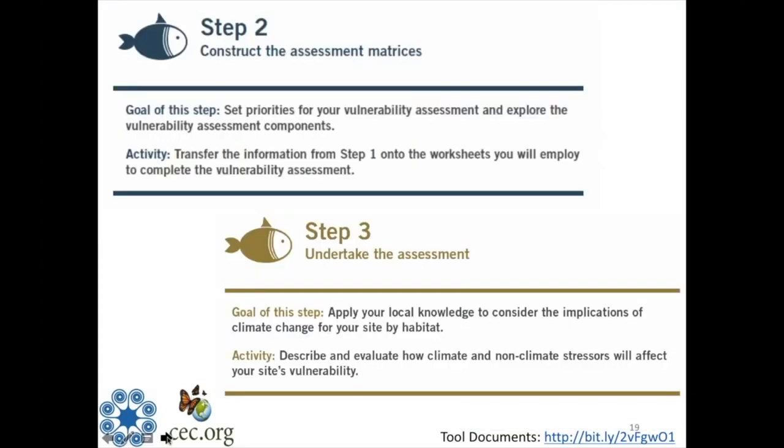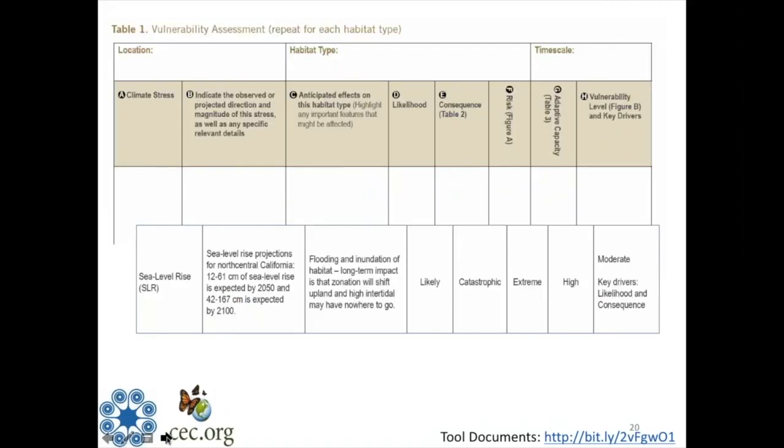So steps 2 and 3 are really kind of building the structure and filling out the matrices and then running through the process of completing the matrices. Step 2 is you set your priorities. We begin to transfer that information from step 1 into the worksheets. Step 3 is actually undertaking the assessment. So step 3 is kind of the meat of the process, which will get you all the way down to a relative vulnerability for the different components of your site. So again, this is using your local knowledge, using the people in the room with you to actually work through these worksheets together. So tables 1 and 2 and 3, again, are kind of the core to the process.